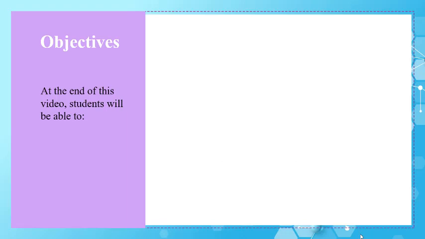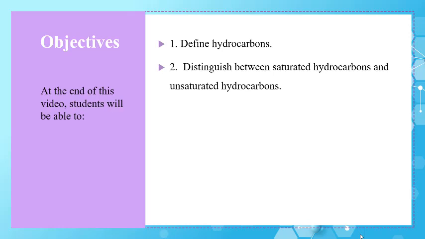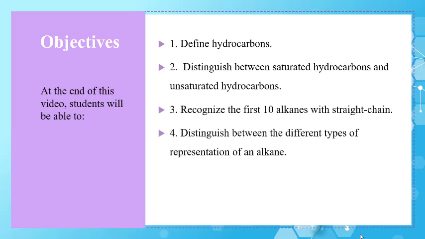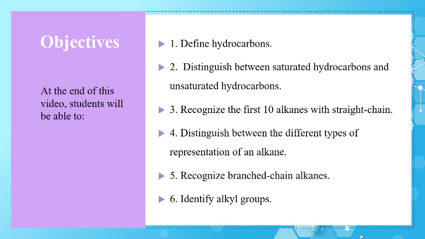The objectives to be covered in this chapter are: define hydrocarbons, distinguish between saturated hydrocarbons and unsaturated hydrocarbons, recognize the term alkanes with straight chain, distinguish between the different types of representation of an alkane, recognize branched chain alkanes, and finally identify alkyl groups.